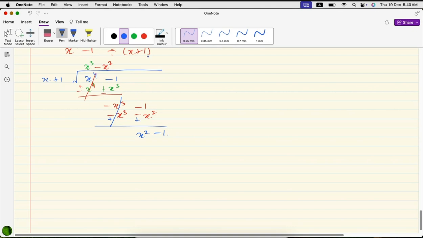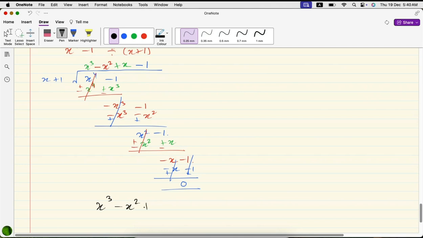To get positive x squared, we multiply with x. That's x squared plus x. Change the signs, and we're left with negative x, negative 1. Multiplying with minus 1 is negative x, negative 1. Sign changes, and finally 0. So the answer is x cubed minus x squared plus x minus 1.